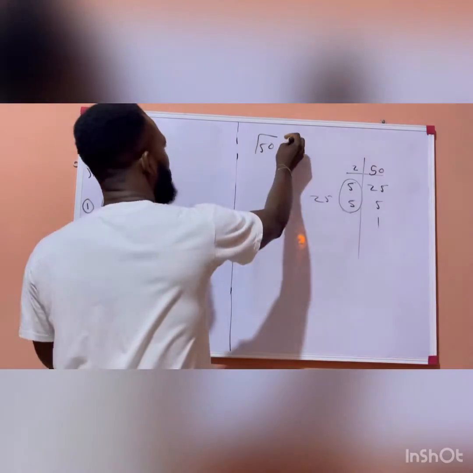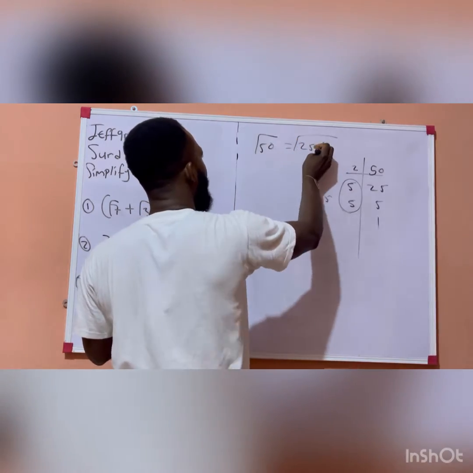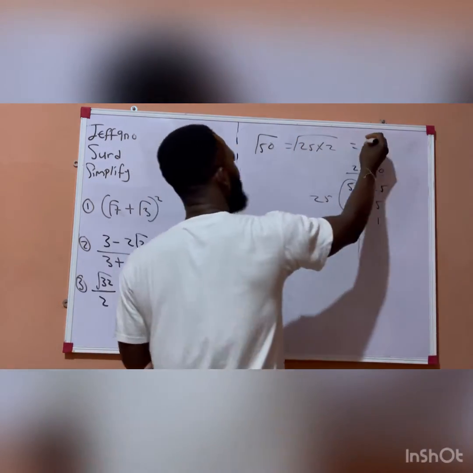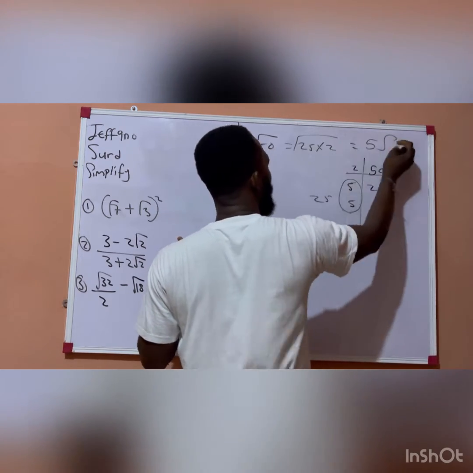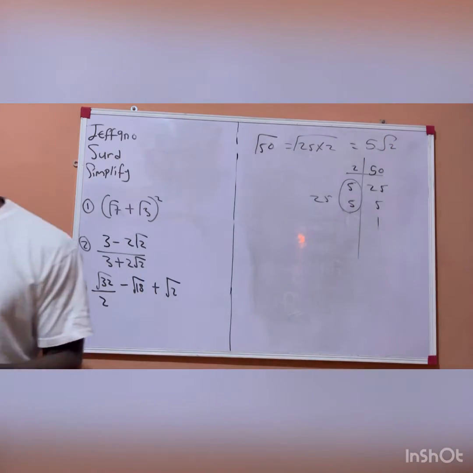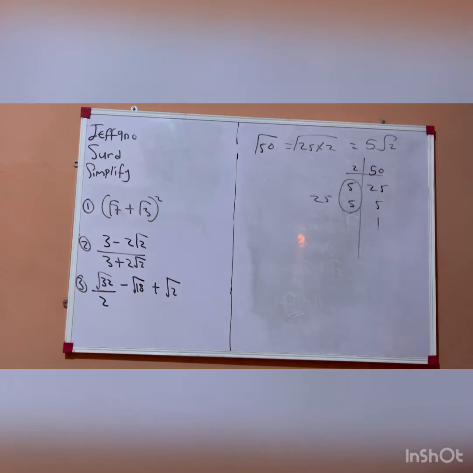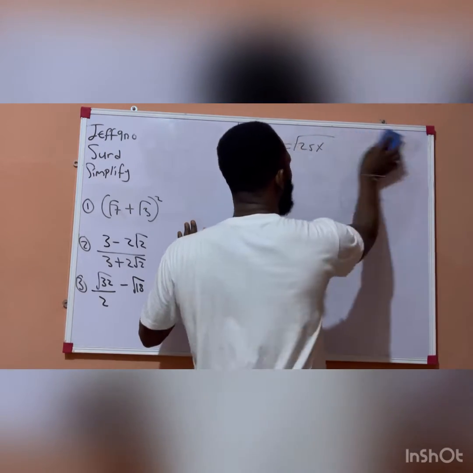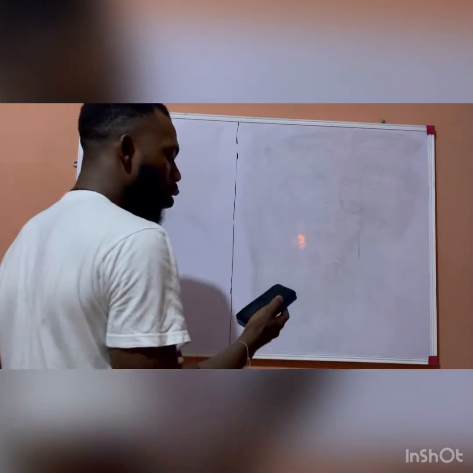So here we come, root 25 times 2. Now, the square root of 25 gives us 5. And what do we have inside here? Root 2. Now, without wasting time, we shall be solving the three questions that we have on the board.